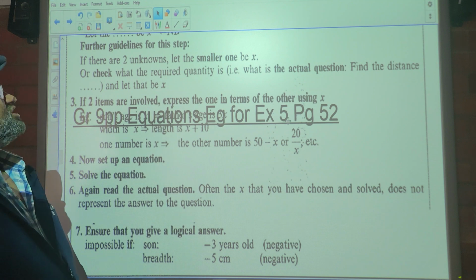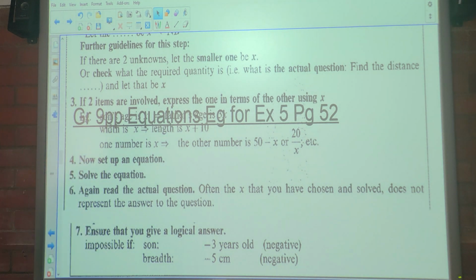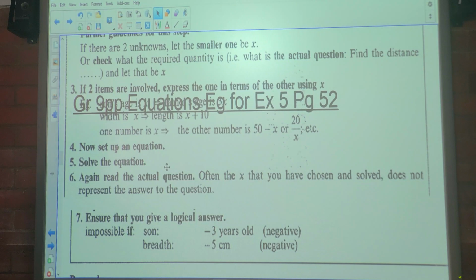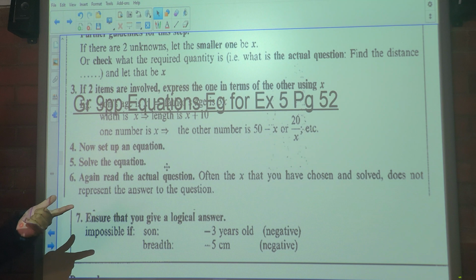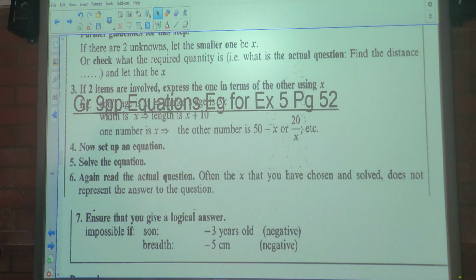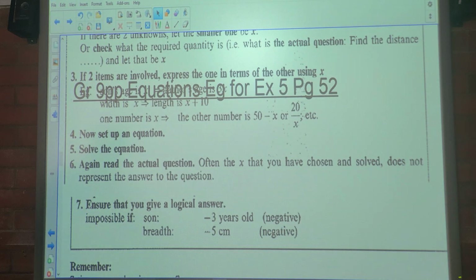If there are two unknowns, then the smaller one be x. There's nothing wrong if you let the bigger one be x, but if the bigger one is x, you're going to then rather subtract and divide. If you let the smaller one be x, we're then going to rather add and multiply. Does it make sense? So if you make the bigger one x, you're not going to get it wrong. It just makes stuff a bit more complex. But they make it a habit here, making the smaller one x so that everybody is uniform.